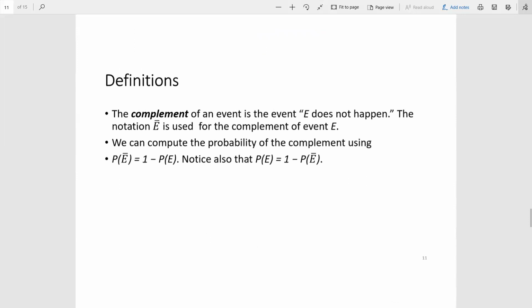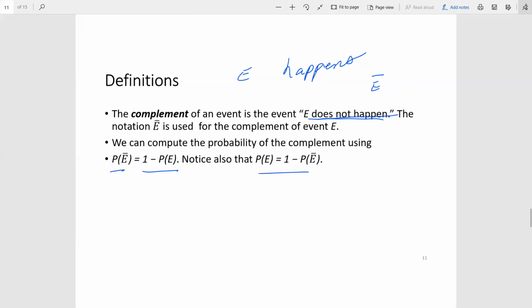Another definition: the complement of an event E is the event that E does not happen. So if E happens, its complement is that E does not happen. And sometimes we use notation E with a bar over it, meaning that the event did not happen. So the probability of the event not happening is 1 minus the probability of the event happening.